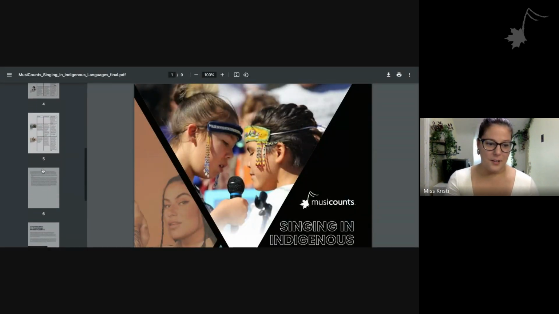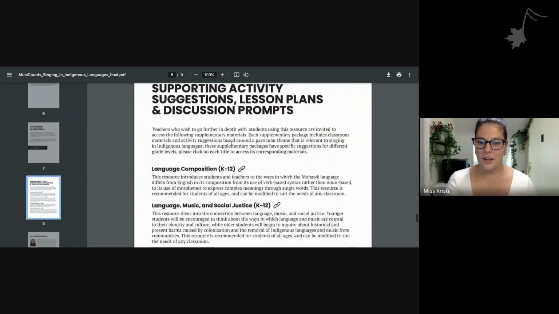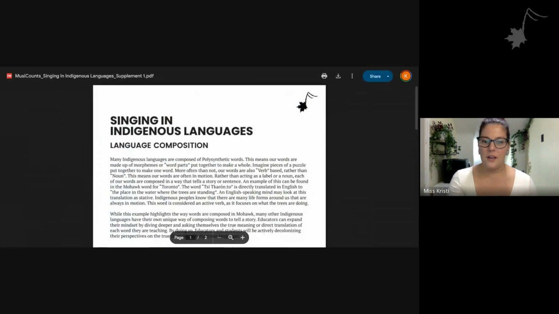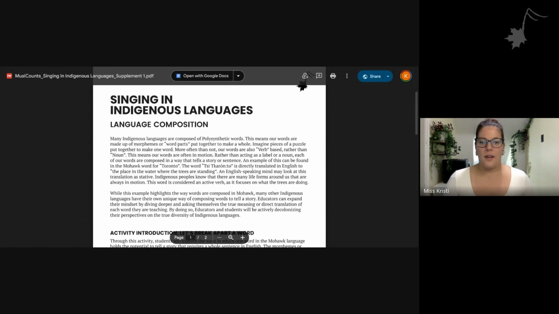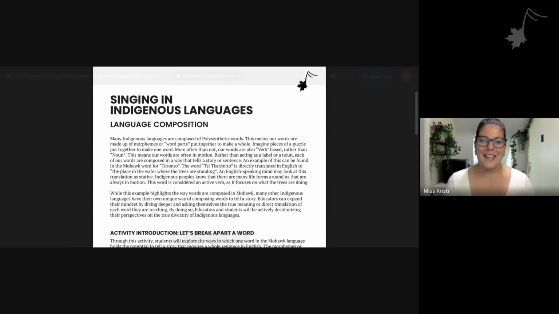All right. Another activity that we have here is language composition. And so that's actually looking at how the words are put together. And what I share here is that many Indigenous languages are composed of polysynthetic words. And what that means is that they're made up of morphemes or word parts. So if you imagine each morpheme or word part being like a piece to a puzzle and being interchangeable. So one word in an Indigenous language, in particular Mohawk, can be a whole sentence. And so it paints a whole story.